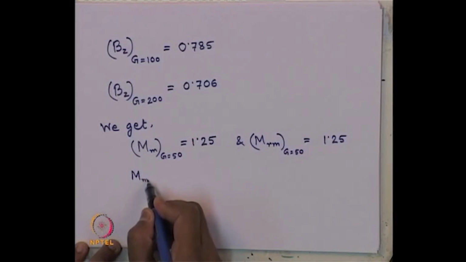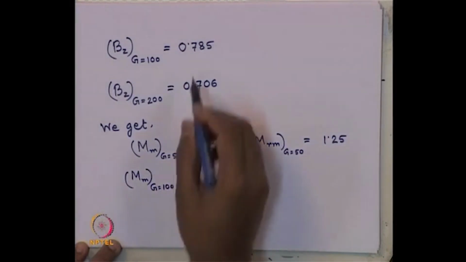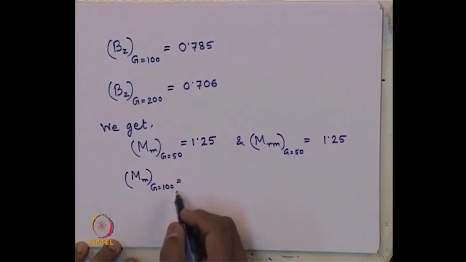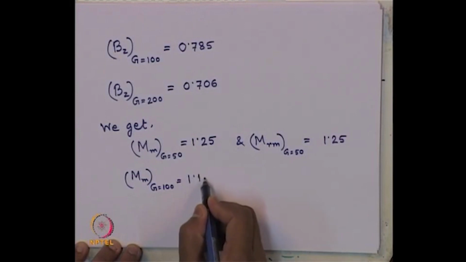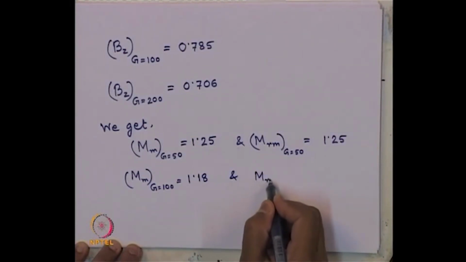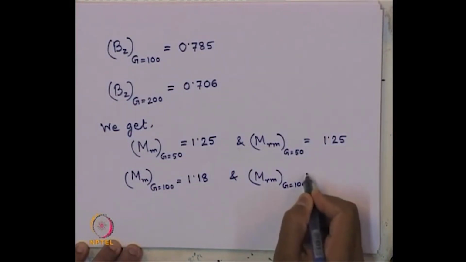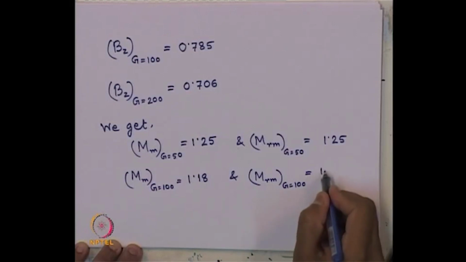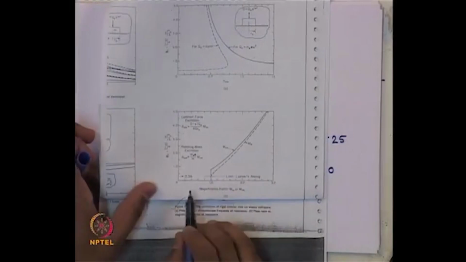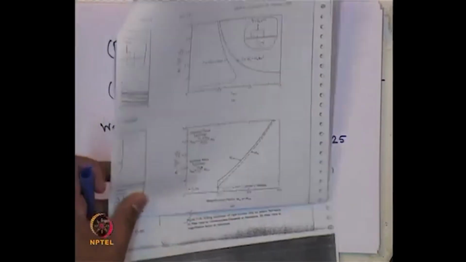MM for G equals to 100 is 0.785. So, by using the design chart, I am able to read it is 1.18, whereas for MRM at G equals to 100, I am reading the value as 1 itself, because you can see it is about 1 MRM for this value.